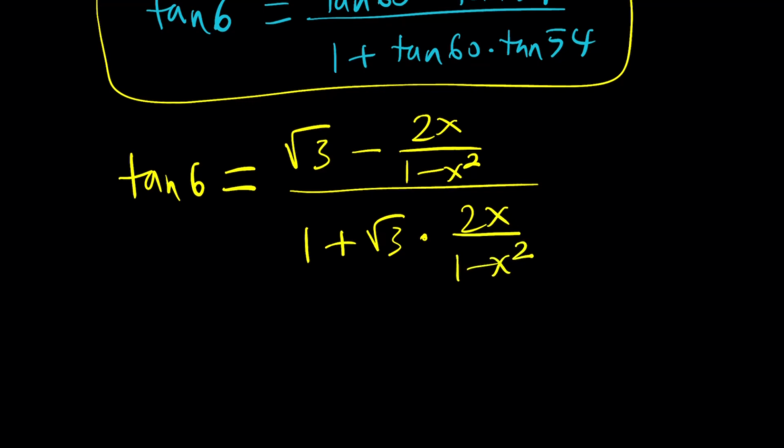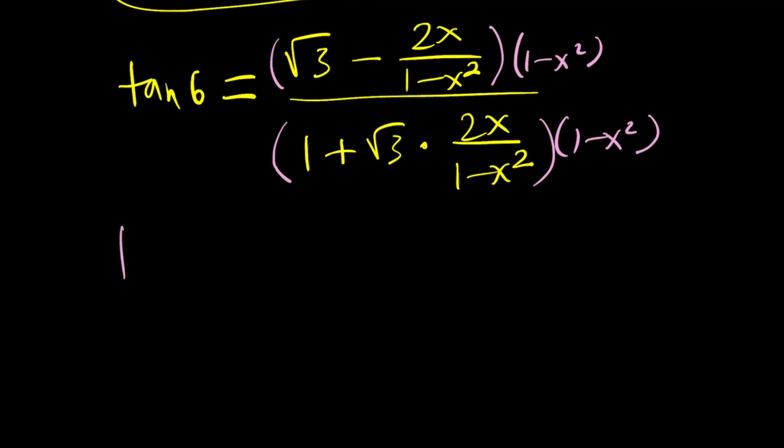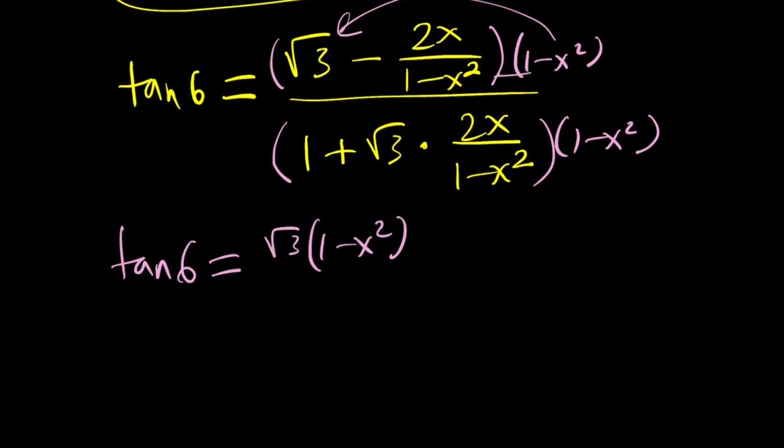Case closed? No. We still have to simplify it, so a little bit more work, but the rest is easy. Okay? Let's go ahead and make a common denominator, or you can just multiply the top and the bottom by 1 minus x squared, which is the same thing, but when you distribute, it's going to be a little easier. You're not going to have to deal with common denominators anymore. When I distribute this over root 3, I get root 3 times 1 minus x squared. When I distribute here, the 1 minus x squared is going to cancel out, and I'm going to end up with minus 2x. You see how easy that is?